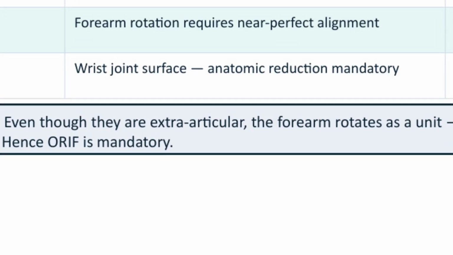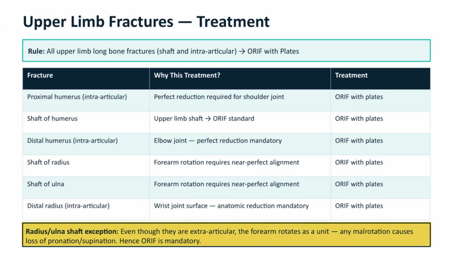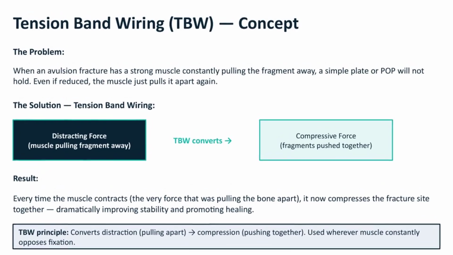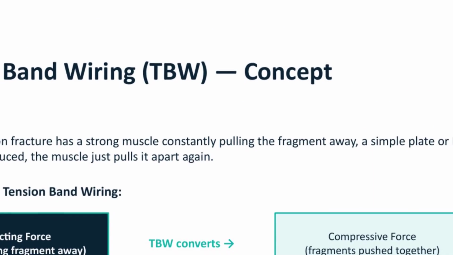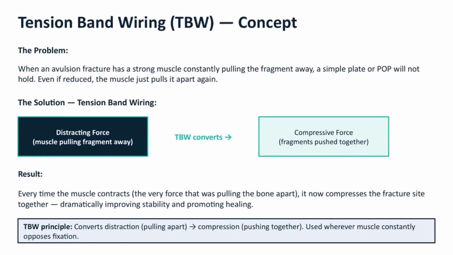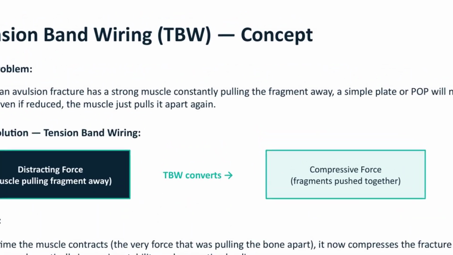And here's an exception to keep in mind. The shafts of the radius and ulna are extra-articular, but because the forearm requires near-perfect rotational alignment to function properly, ORIF with plates is the preferred option anyway. There's one special situation the standard algorithm doesn't fully cover: avulsion fractures with a strong muscle pulling on the fragment, and that's where tension band wiring comes in.